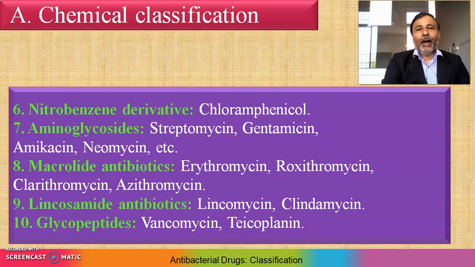Seventh category, aminoglycosides. Examples are streptomycin and gentamicin. Then macrolide antibiotics. As the name indicates, macro, it has a large ring structure, examples are erythromycin and roxithromycin. Lincosamide antibiotics, examples lincomycin and clindamycin. The 10th one is glycopeptides. It has a peptide linkage, examples vancomycin and teicoplanin.